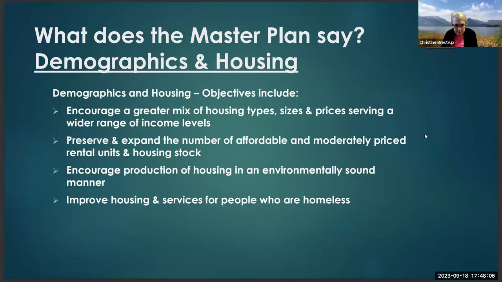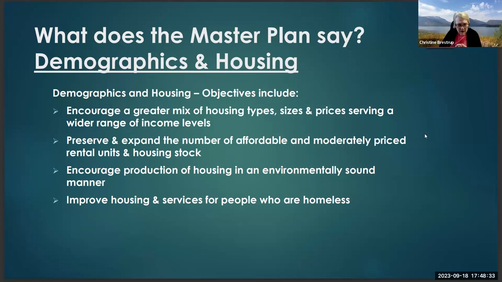Demographics and housing. So the objectives here are encourage a greater mix of housing types, sizes, and prices, serving a wider range of income levels. This is something that is very challenging to do because, as you know, land prices in Amherst are high, and developers have an incentive to build expensive houses as a result so that they can get their payback from buying the expensive land.